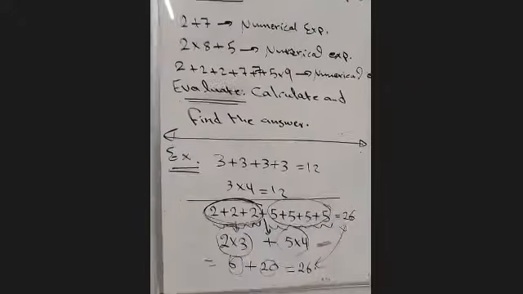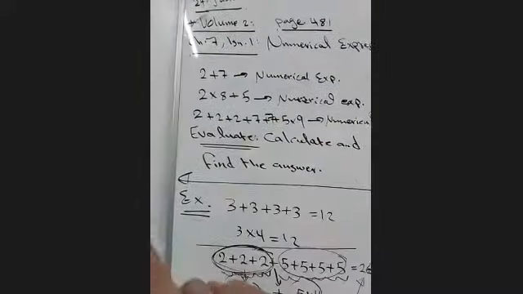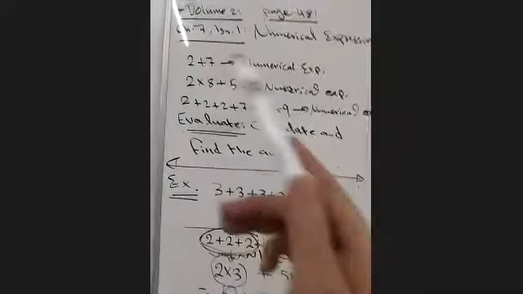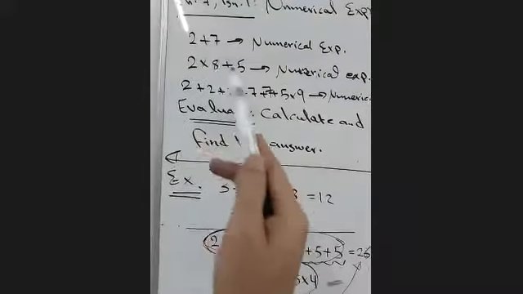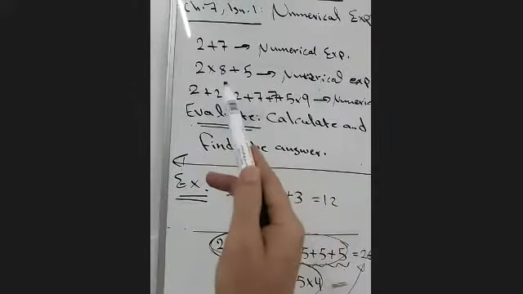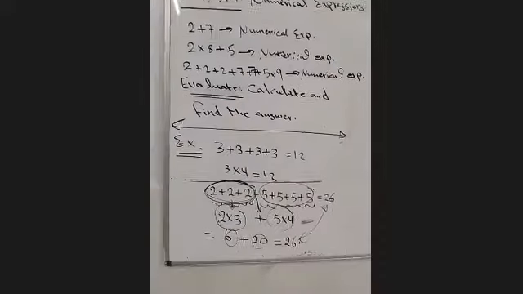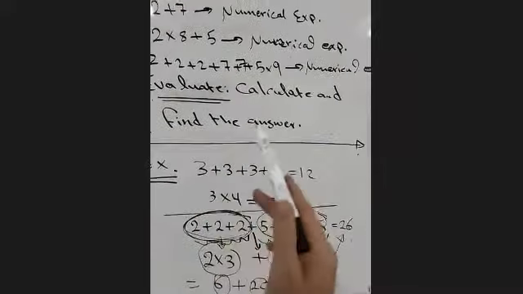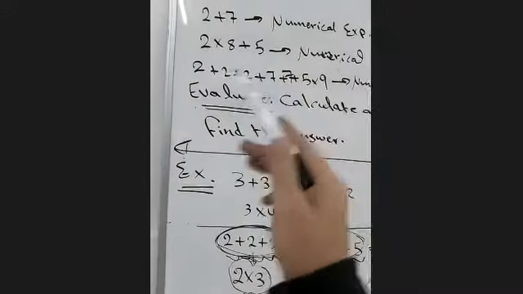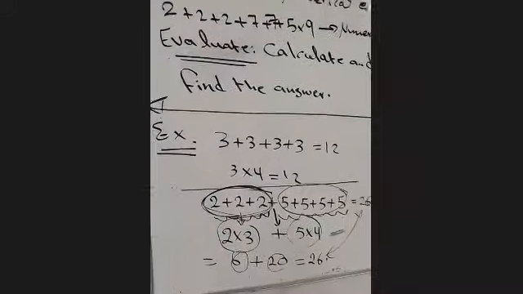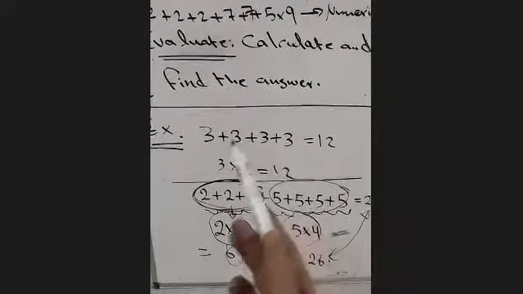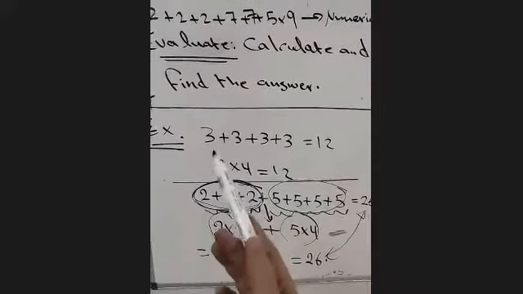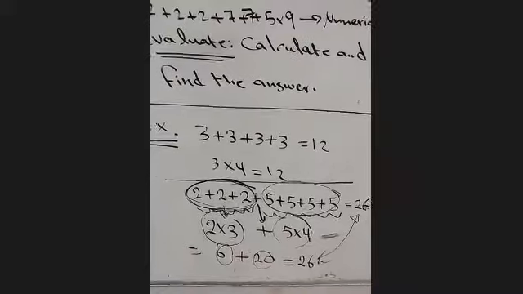So let's revise again, guys. Our lesson is numerical expression. We are in volume 2, page 481. Now, what is the numerical expression? It's an expression in math, but all are numbers, with addition, multiplication, dividing, subtraction, whatever. Now, what's the meaning of the word evaluate? It is to calculate using add, subtract, multiply, divide, and find the answer. If we have 3 plus 3 plus 3 plus 3, if you add these 4 3s, you have 12. But you can multiply 3 by 4 also, and you have the same answer.